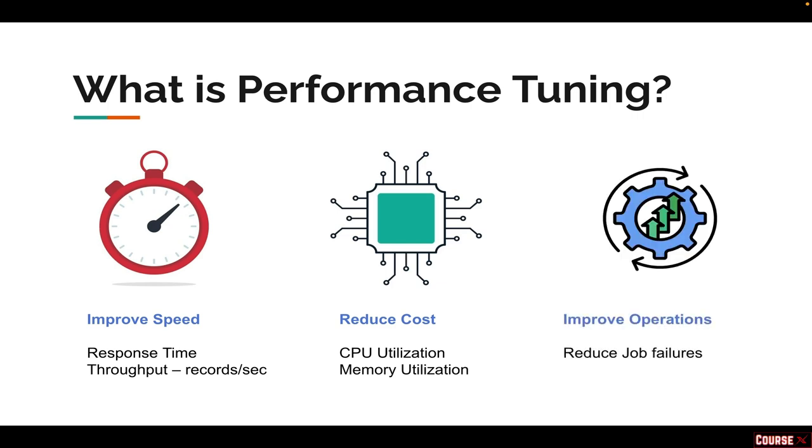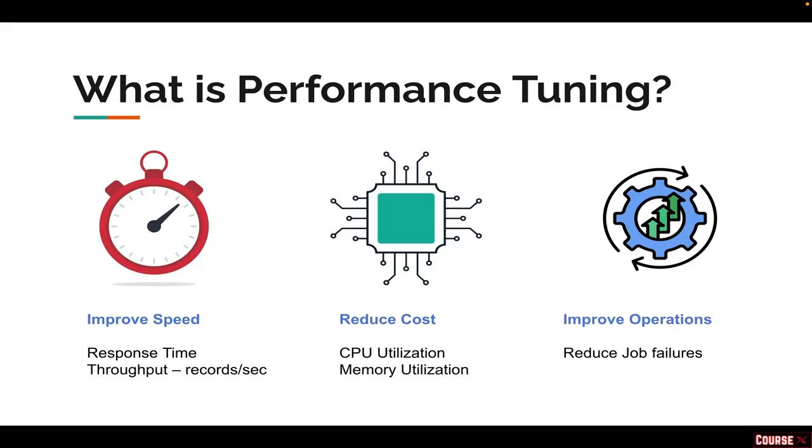The third way is to improve operations. Let's say previously your job was failing 5 times in every 100 runs due to some out of memory exception or some other bottlenecks. Now after some performance tuning, it is failing only once or twice every 100 runs. So reduction of job failures leads to improvement of operations, which is another way to measure the performance tuning or performance optimization of our job or application or data pipeline. Okay.